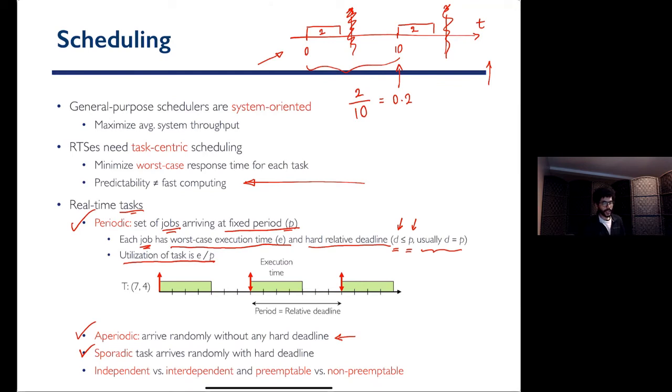Now, when you're talking about real-time tasks, they might be independent or they might be interdependent. For most of the things that we're going to talk about, we're going to assume that tasks are independent. So task 1 and task 2, they don't have any dependency. In reality, that's not always the case. You might get tasks that depend on each other, right? But for simplicity, we're going to assume that tasks are independent.